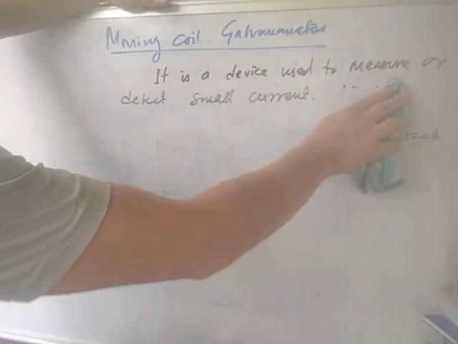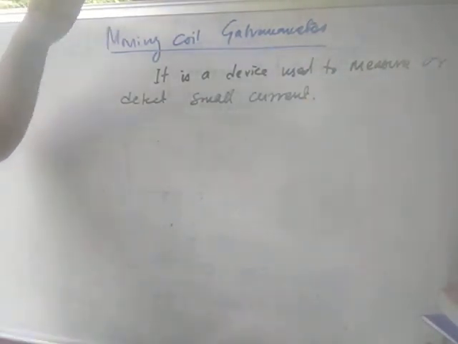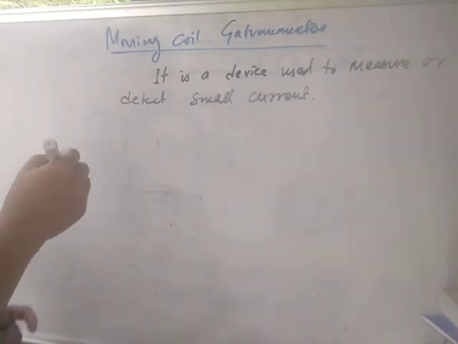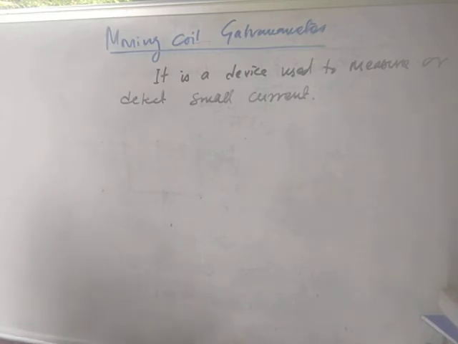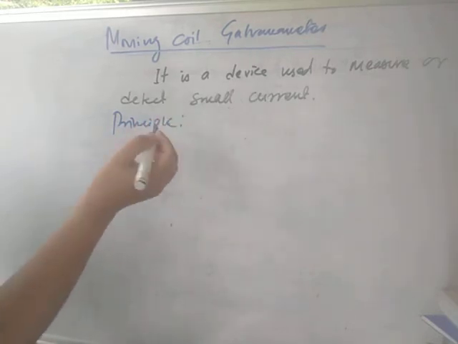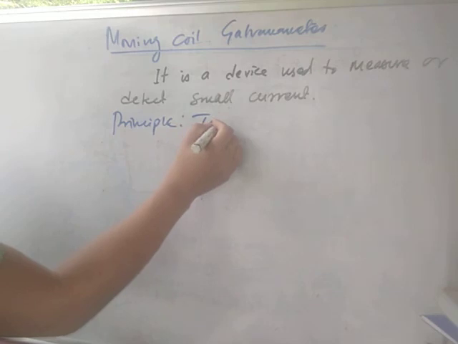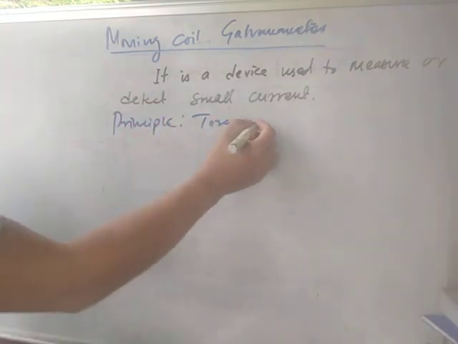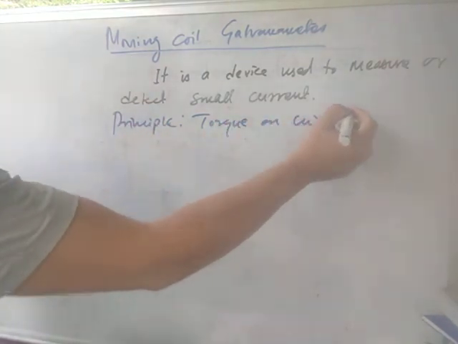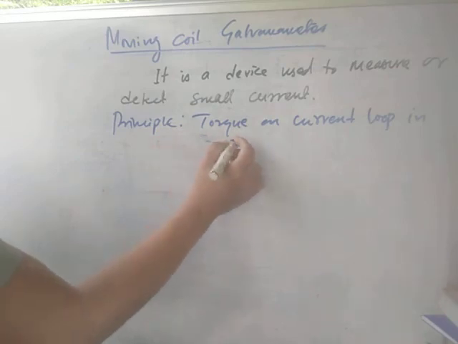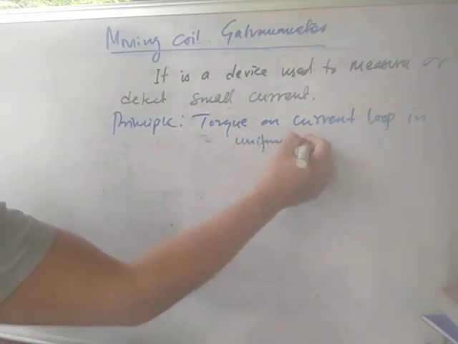Now write down the principle. Just write this one. Earlier we read about torque on a current loop in a uniform magnetic field. So on which principle does it work? It works on the principle of torque on a current carrying loop in a uniform magnetic field.